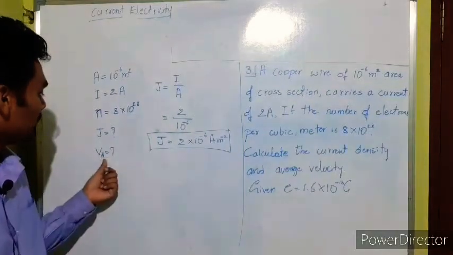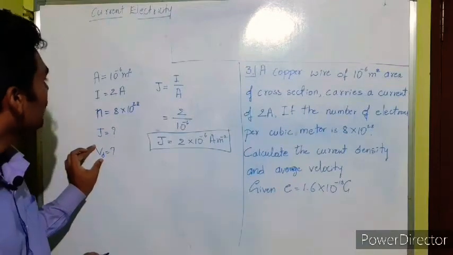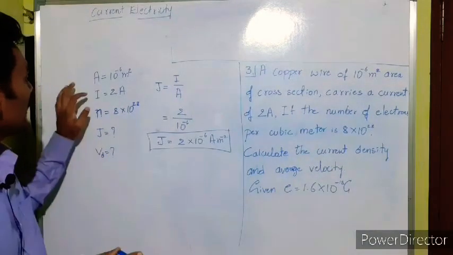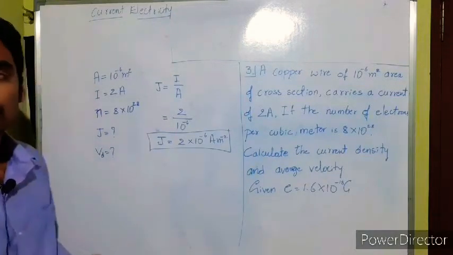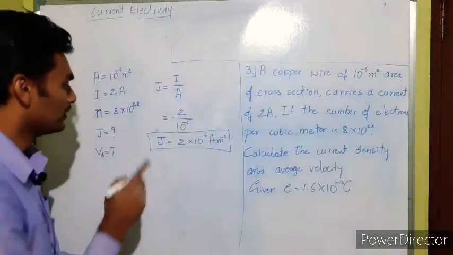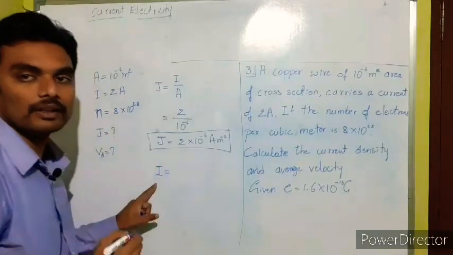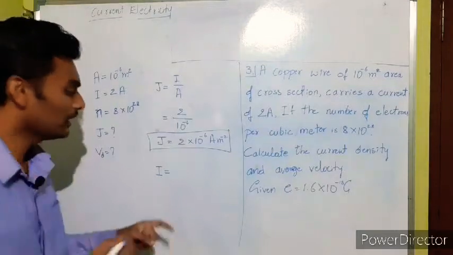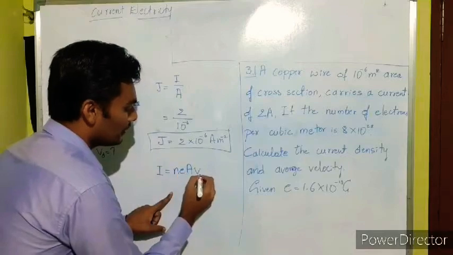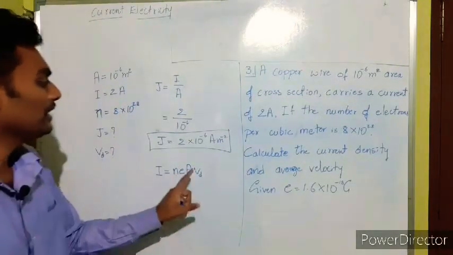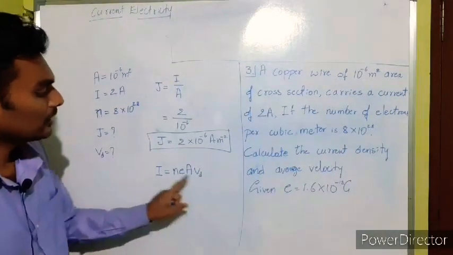Now what else has to be found? Vd has to be found. Okay, now look, we have to calculate the value of Vd, and what we have is the value of I, A and N. If you remember, you have to remember the formula of current expressed in terms of Vd. I is equal to NeAVd, or we also write that as NAVde. This is the expression for current in terms of Vd.